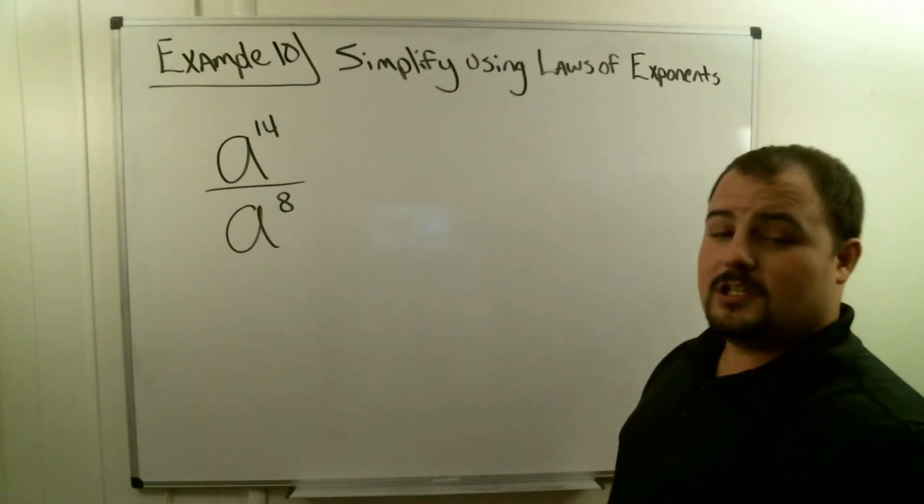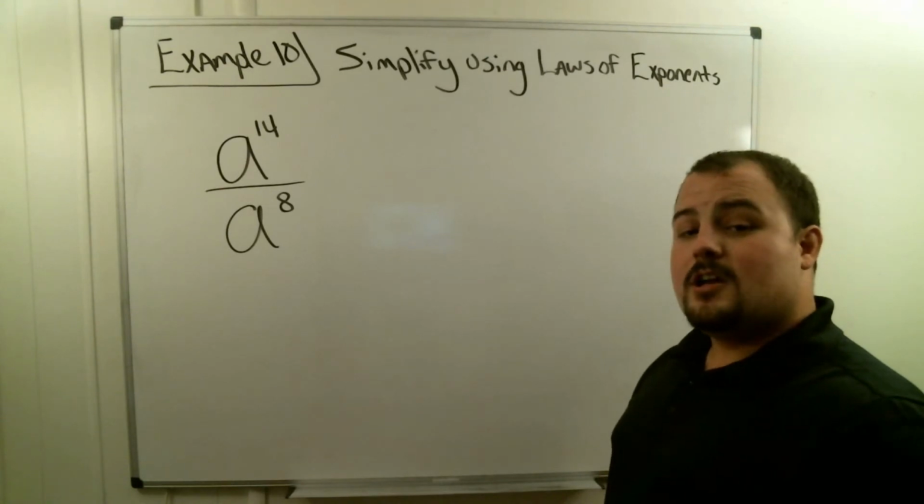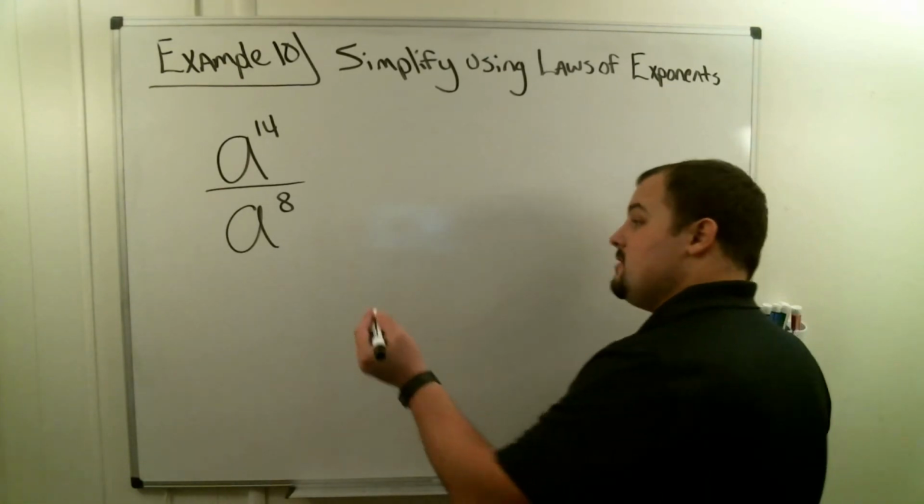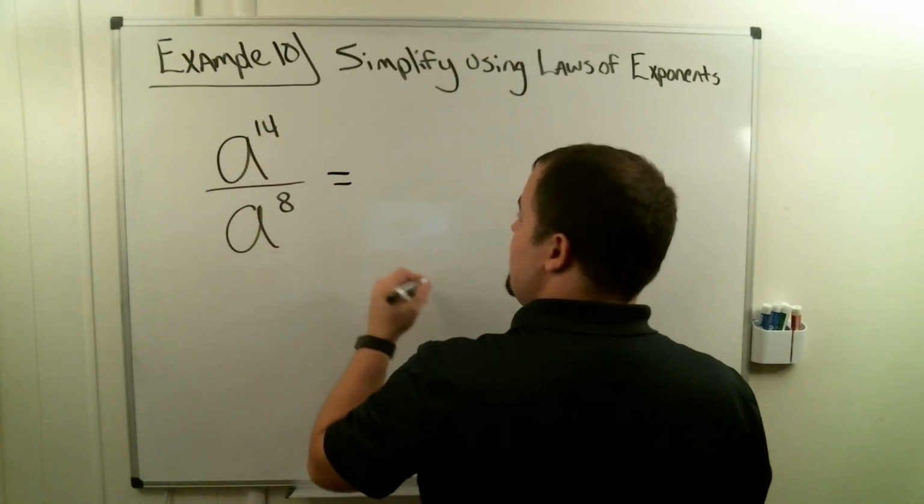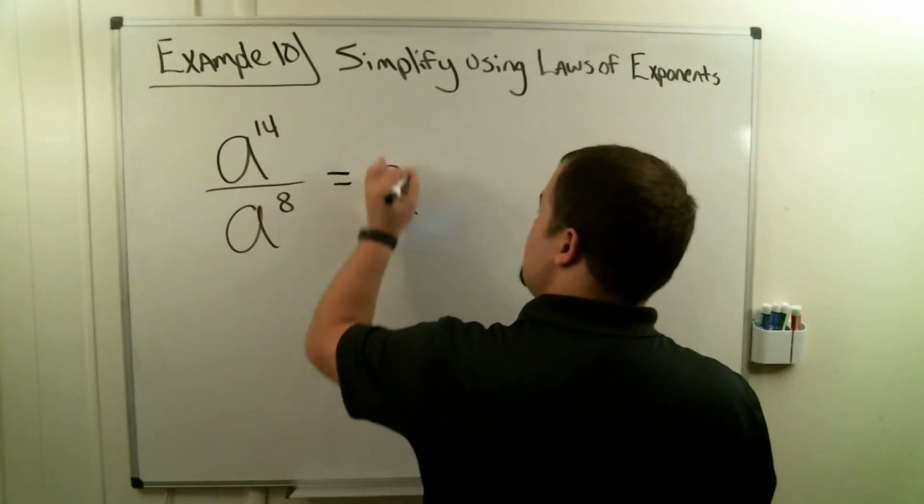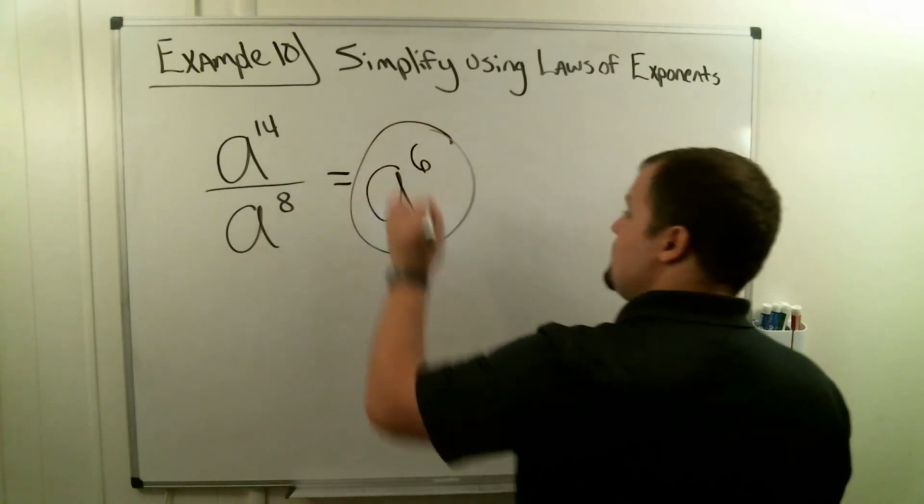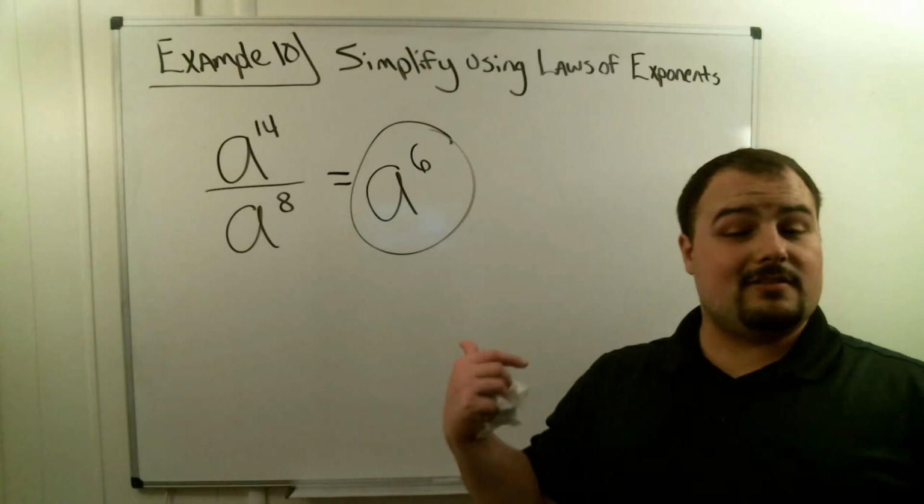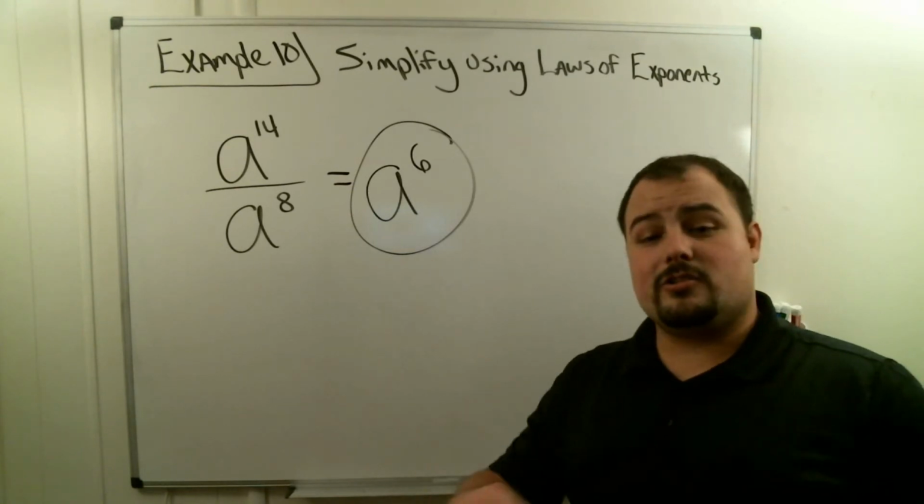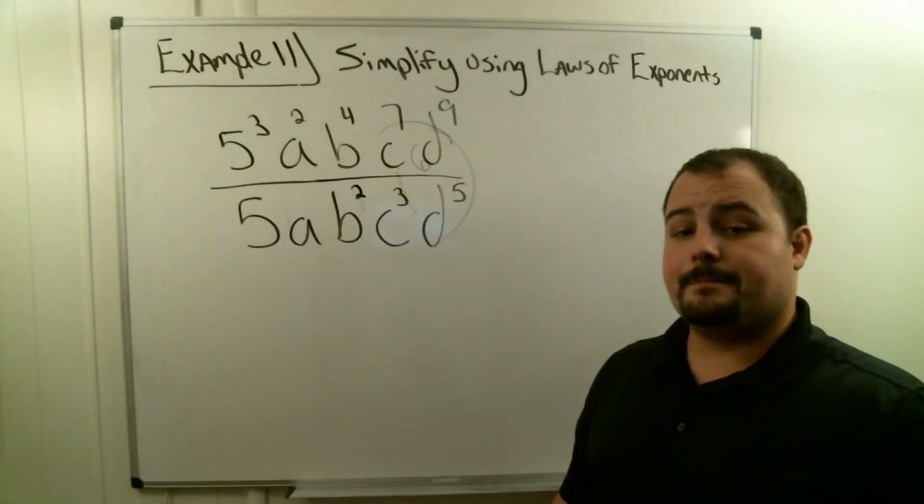This is a to the 14th power divided by a to the 8th power. So we're going to go ahead and subtract those exponents, keep the base the same. So a to the 14 divided by a to the 8th, 14 minus 8 is 6. So this would be a to the 6th power. And that's all we got to do for this problem. This right here is good enough for showing me your work as long as you understand how to do subtraction.